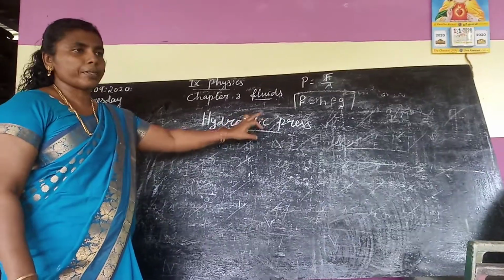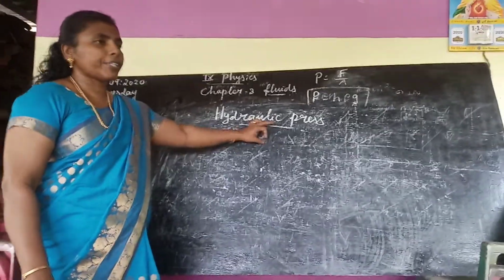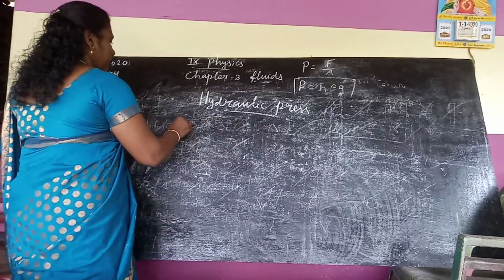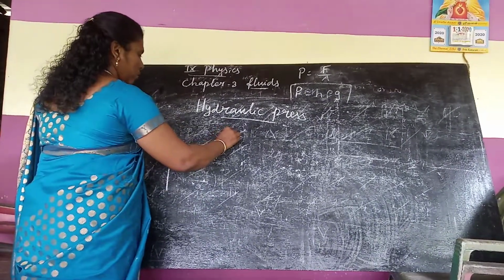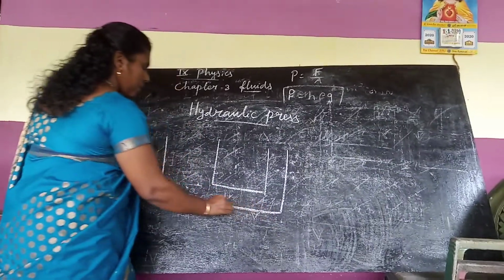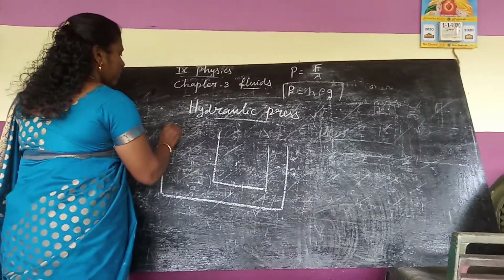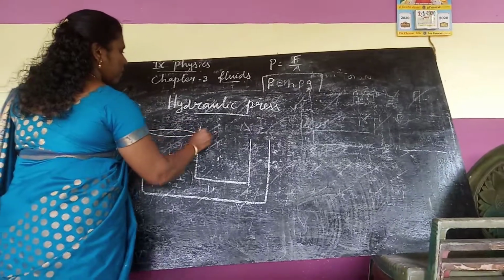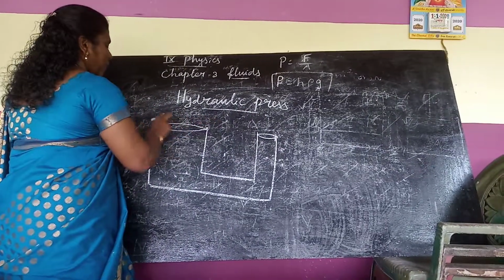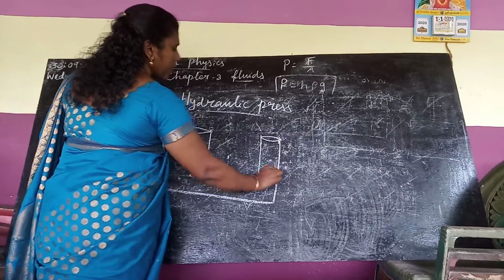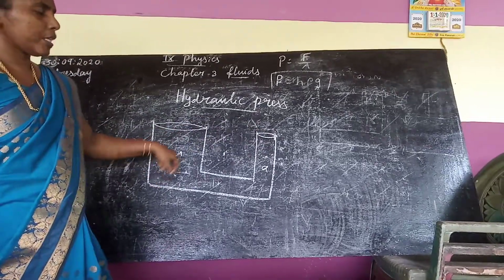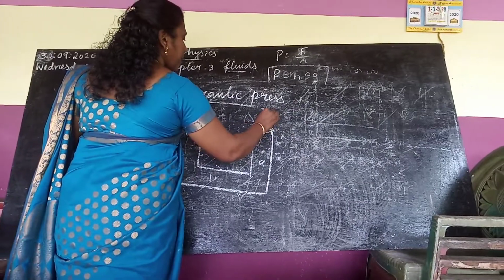Next one, hydraulic press. First we learned about Pascal's law. Next, the hydraulic press, which works on the principle of Pascal's law. Now just listen to the diagram. It consists of two cylinders, but the area of cross section is different. The larger cylinder has area of cross section capital A and the smaller cylinder small a. Now we are using a piston here.